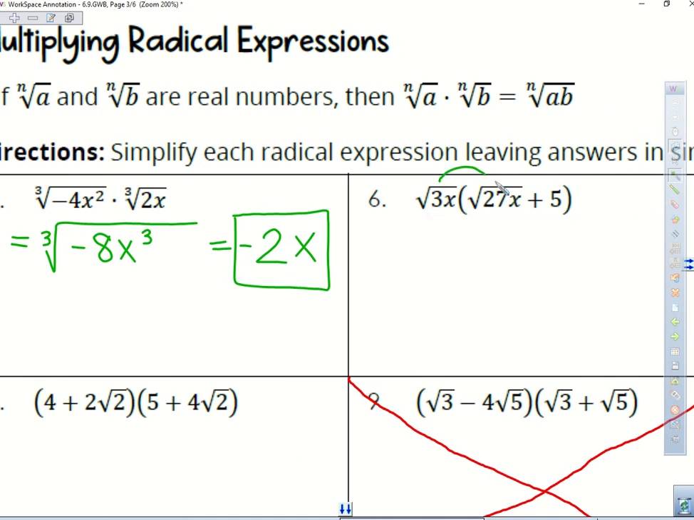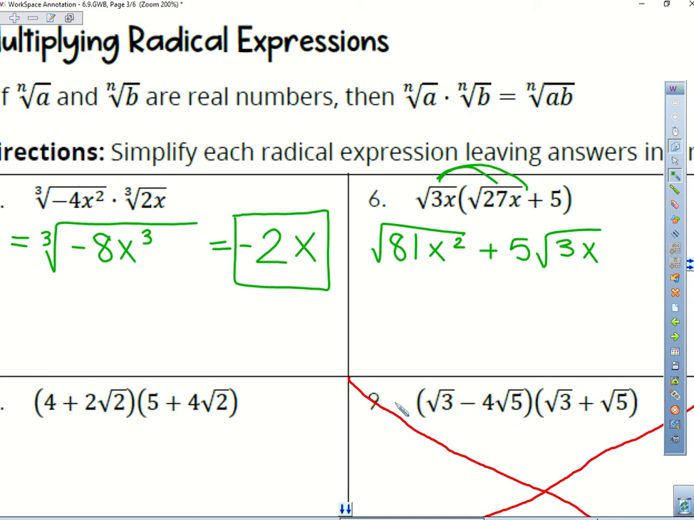Now on number 6, we have to use the distributive property. That gives me radical 81x squared plus 5 radical 3x. What is the square root of 81? 9. What is the square root of x squared? x. This can't simplify, so we just bring it down. And that's our final answer.